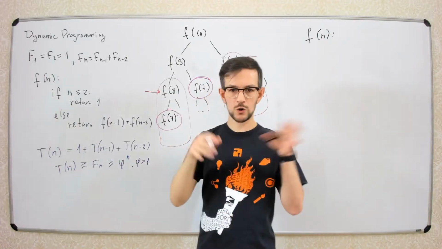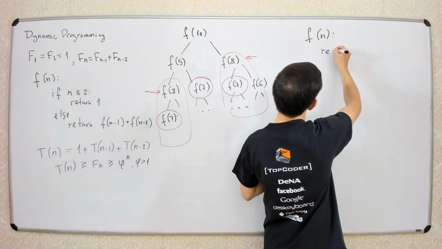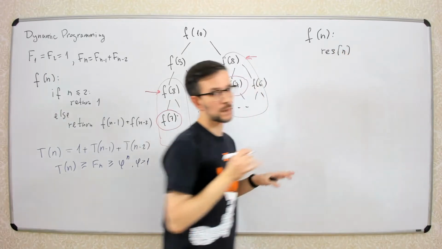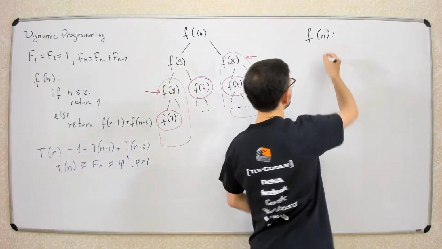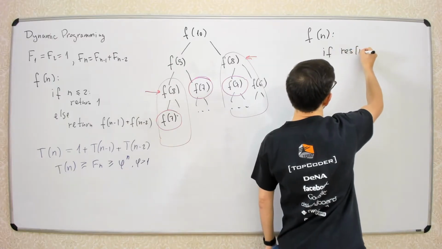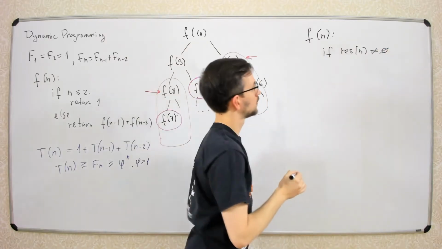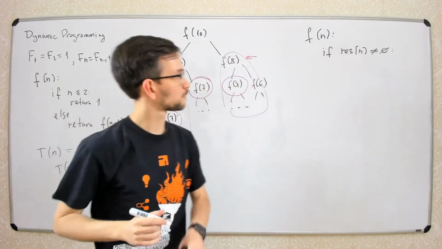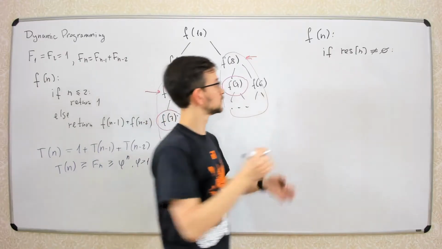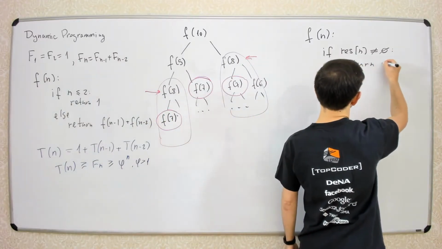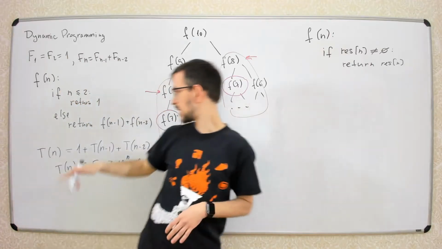We will use some array which stores all the calculated values. So if the value is already calculated, so if we have a result for this n already stored in this array, let's say not equal to, it means that we already calculated this Fibonacci number. We can just return this number. And if not, then we do the same as we do here.